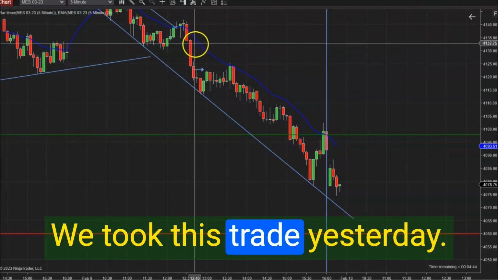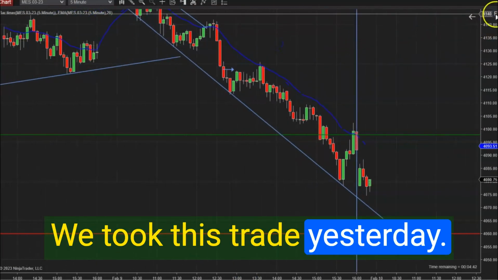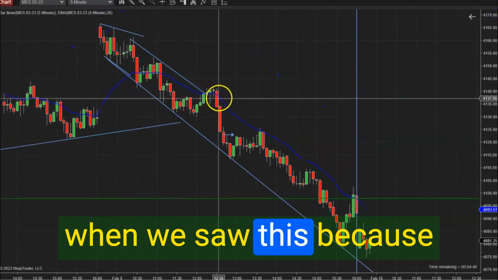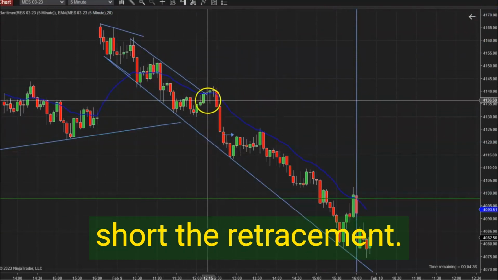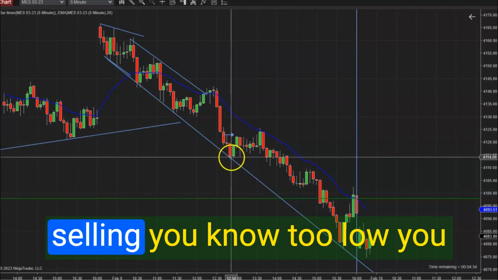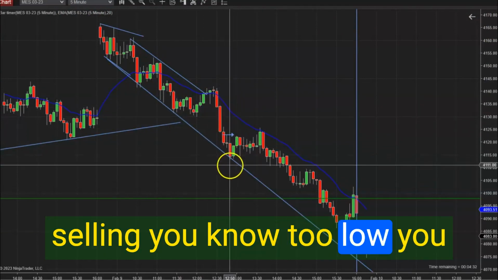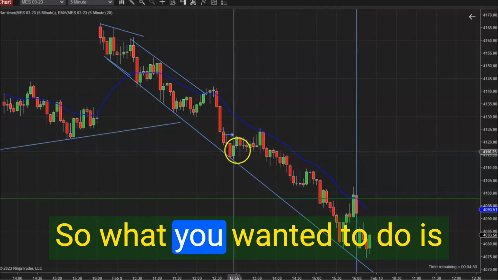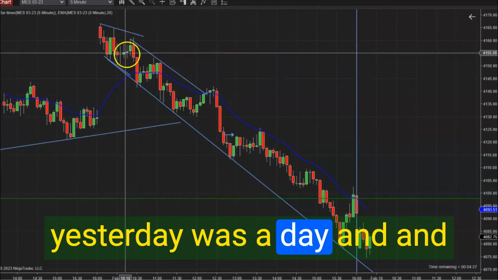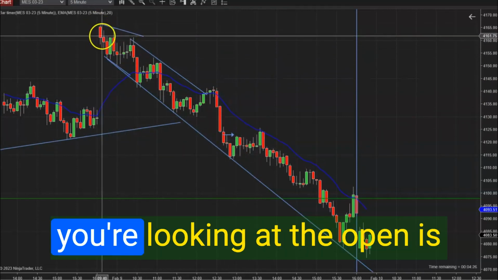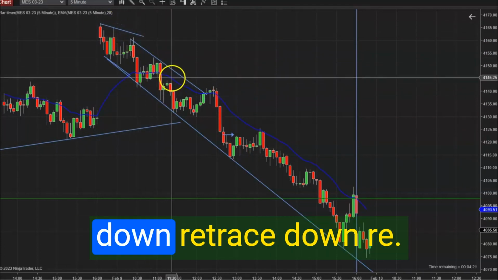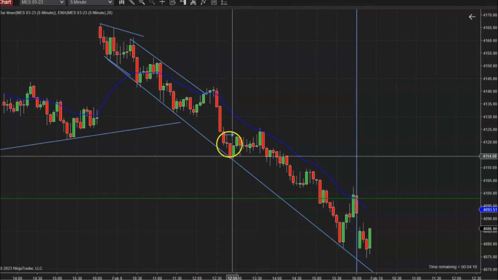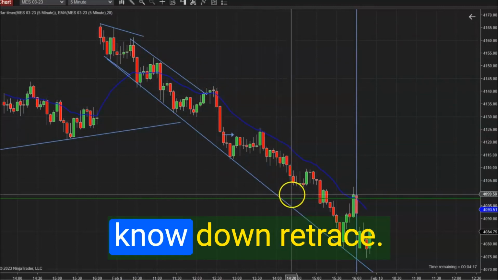We took this trade yesterday here when we saw this, because yesterday, the name of the game was that you had to short the retracement. So if you notice, if you were selling too low, you would have gotten trapped. So what you wanted to do, when you're looking at the open, is down, retrace, down, retrace, down, retrace, down, retrace, down, retrace.